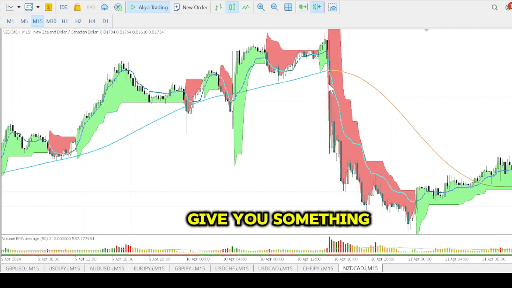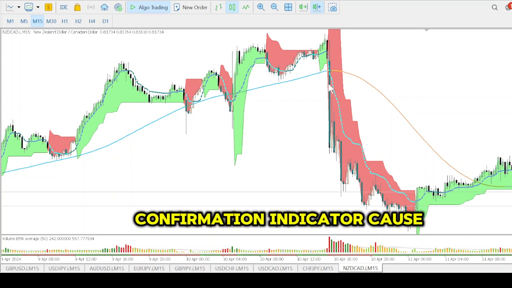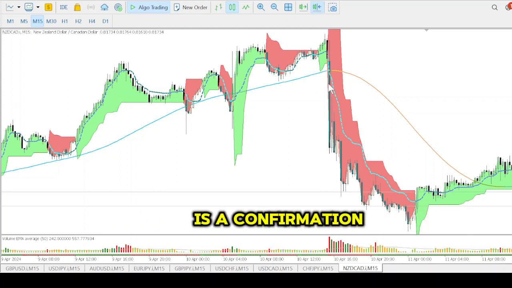So I'm going to give you something that's going to add an edge to your confirmation indicator, because your Supertrend indicator is a confirmation indicator. I'm going to give you something that's actually going to add value to you today. And from today, make sure you start using it and apply it to your trading.